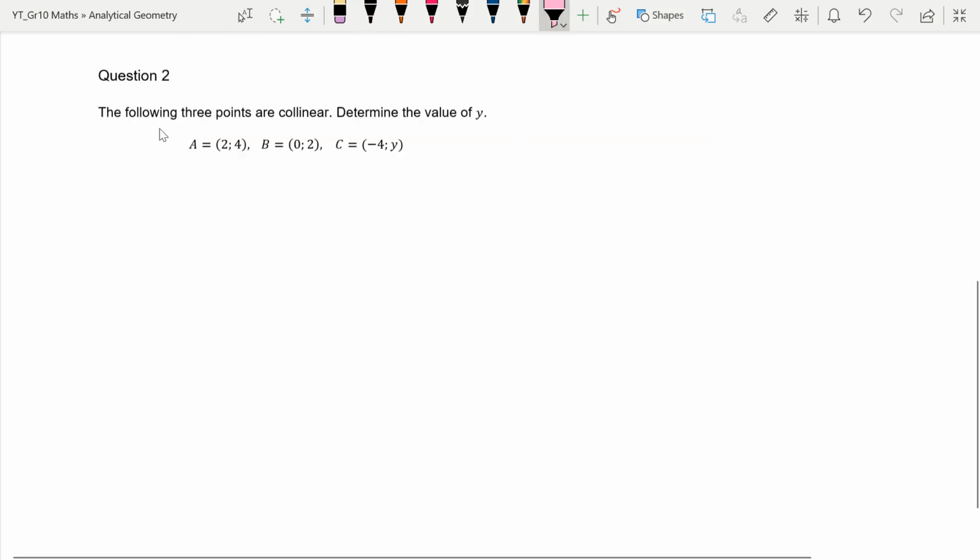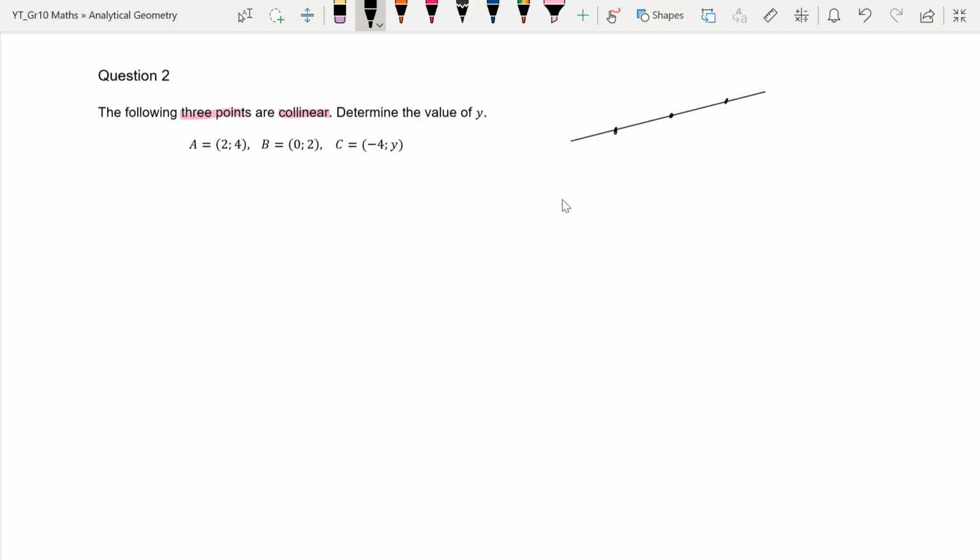Let's read. The following 3 points are collinear. So we don't have to show or prove that they are collinear. They are telling us they are collinear. So what does that mean? It means that they all are on the same straight line. With this one, I'll put in a proper straight line. So A and B and C are all on the straight line because they tell us that they are collinear. It says that we have to find the value of y.